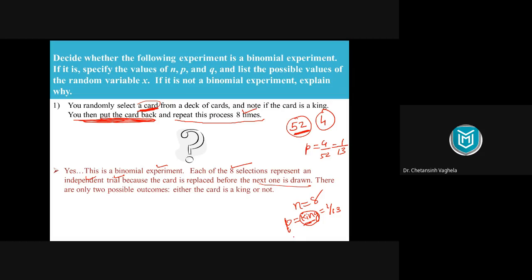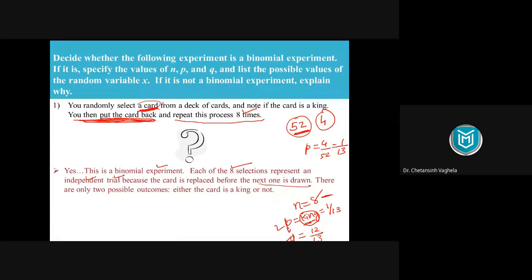Now once we are having a value of P, then Q will be 1 minus 1 by 13. That means 12 by 13. So ये P और Q की वैल्यू हर एक के लिए, हर बार जो 8 बार हम रिपीट कर रहे हैं, हर बार सेम रहेगी. So yes, this is binomial. The value of n, P and Q will be 8, 1 by 13 and 12 by 13 respectively.